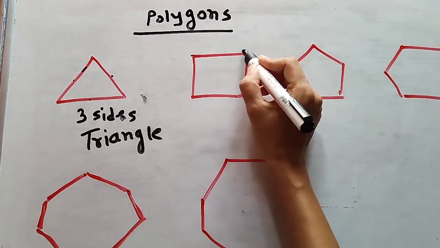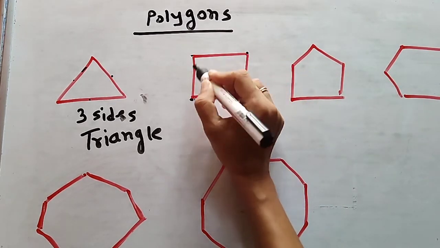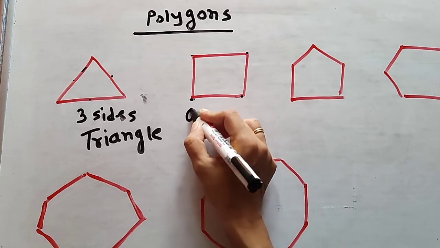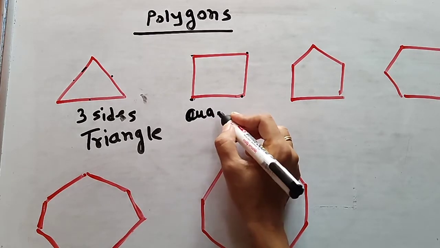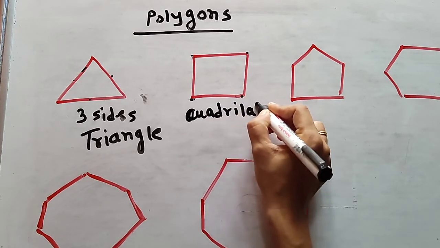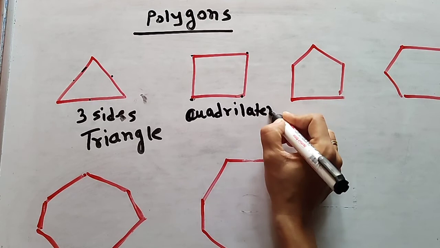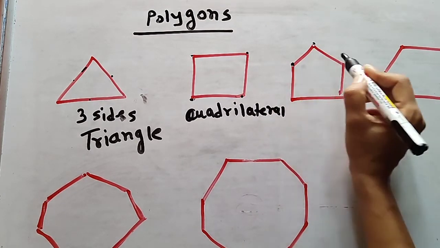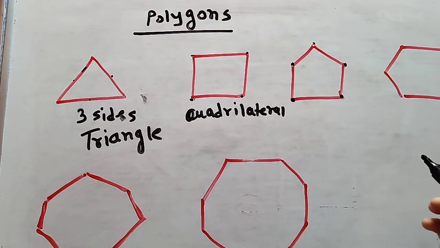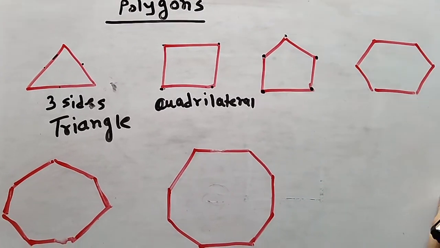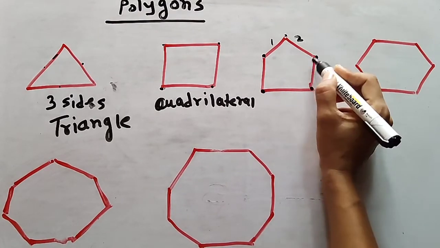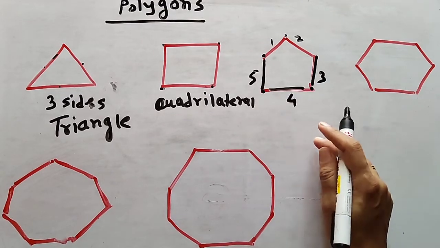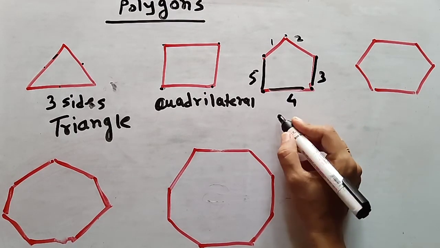Next, how many line segments in this figure and how many vertices? These are the vertices: 1, 2, 3, 4, and sides 1, 2, 3, 4. So this is called a quadrilateral. Then next, how many sides and how many vertices here? 1, 2, 3, 4, 5 vertices. And how many sides? 1, 2, 3, 4, and 5 sides. So 5 line segments. This is called a pentagon.